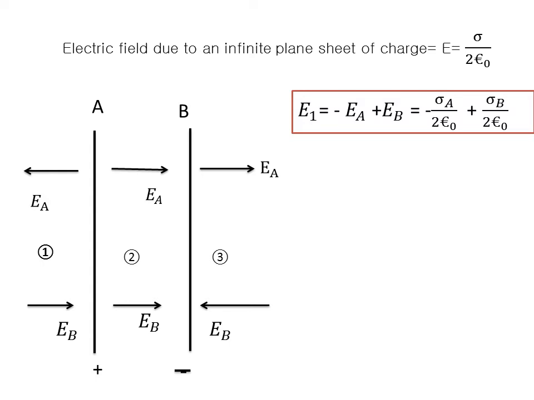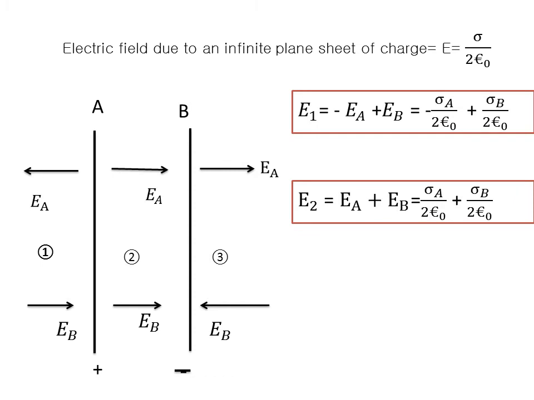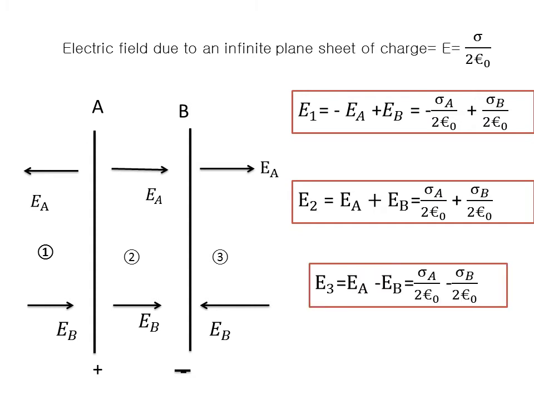So E1 is equal to minus sigma A by 2 epsilon 0 plus sigma B by 2 epsilon 0. In the second part, E2 is equal to EA plus EB. Both are pointed towards the right. So E2 is equal to sigma A by 2 epsilon 0 plus sigma B by 2 epsilon 0. In the third region, EA is pointed towards the right and EB towards the left. So E3 is equal to EA minus EB, that is sigma A by 2 epsilon 0 minus sigma B by 2 epsilon 0.